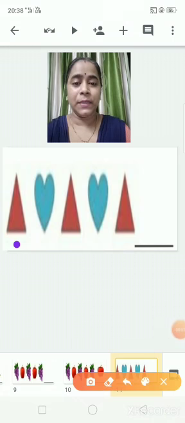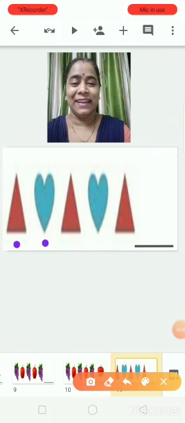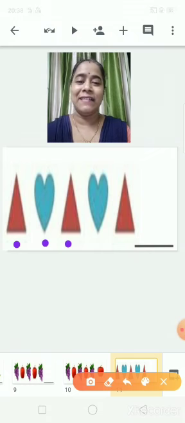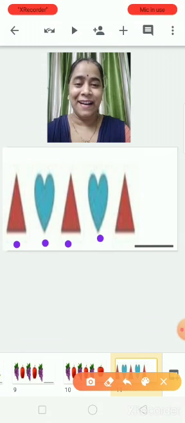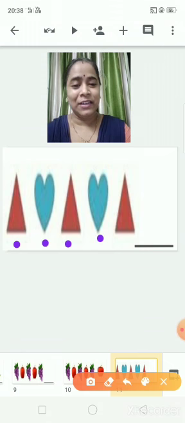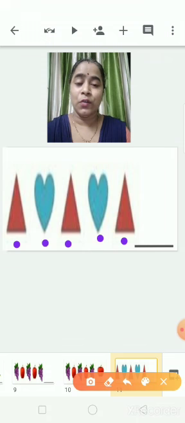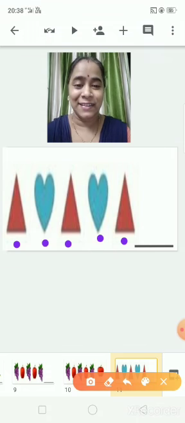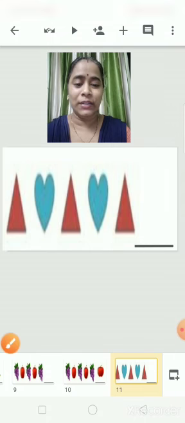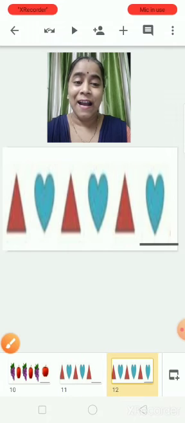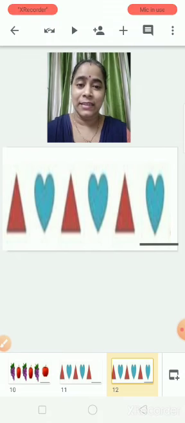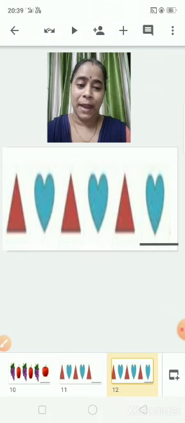Which shape is this? Triangle, then heart shape, then again triangle, then again heart shape, then again triangle. So, what will be the next? Yes, tell me children. Triangle? No, then heart shape. Yes, very good. So, children, let us see some more patterns.